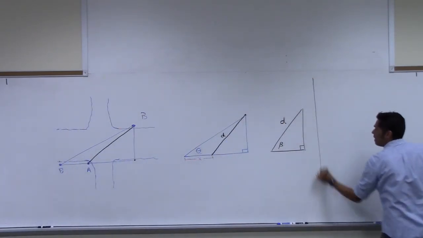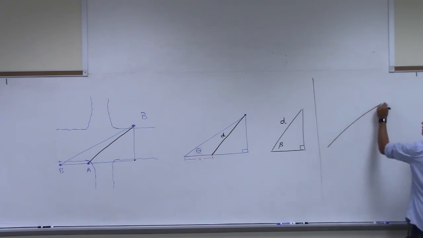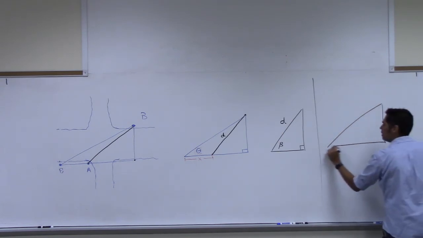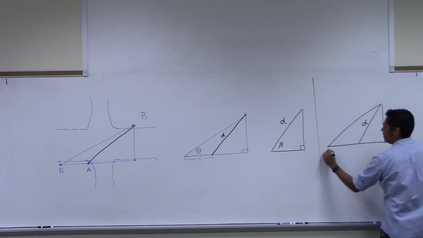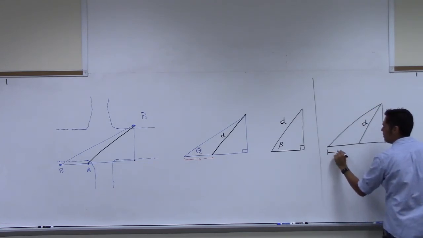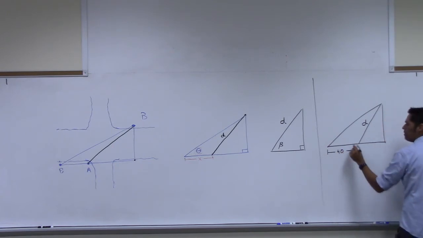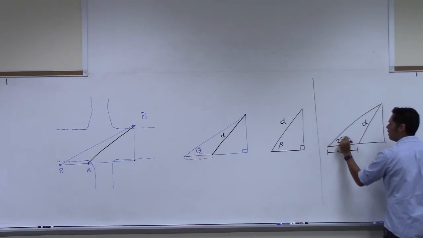All right, so I'm going to do the same picture over here. Let me give you some values here. Here's D, and then from here, let's say we measure this to be 40 feet. And let's say we measure this to be 25 degrees.